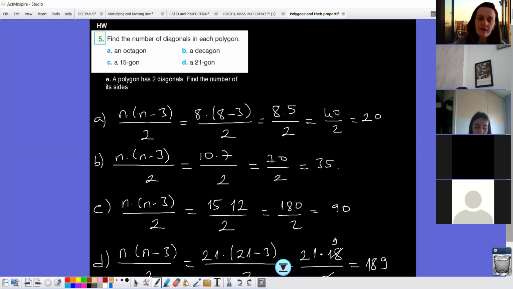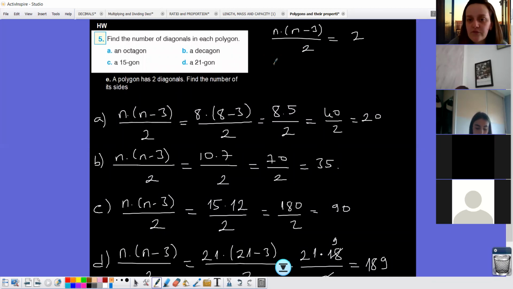And we have here another question, E. A polygon has 2 diagonals. Find the number of its sides. Can you say it directly, guys? Which polygon has 2 diagonals? Teacher, it's 4. A square. Yes, the polygon with 4 sides. How do we call it? Quadrilateral. Yes.